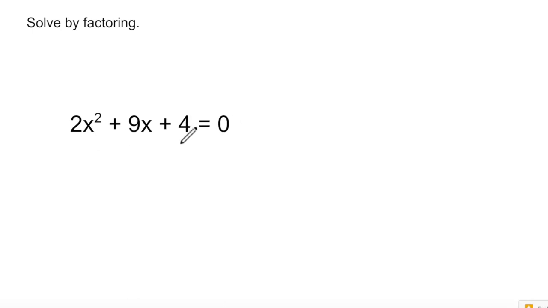So let's figure out factors of 4. Well, we have 1 times 4 and 2 times 2. And now when we rewrite our equation, we're going to rewrite it like this. 2x plus something times x plus something.